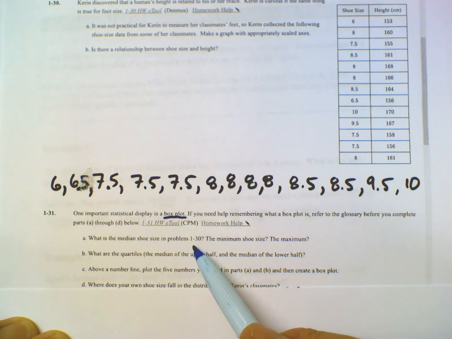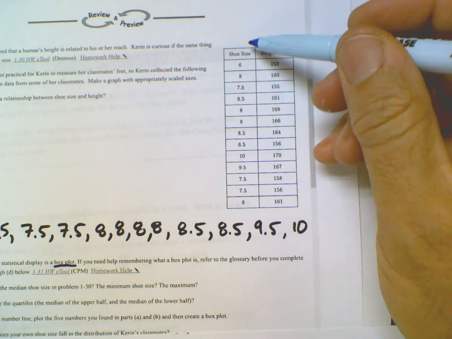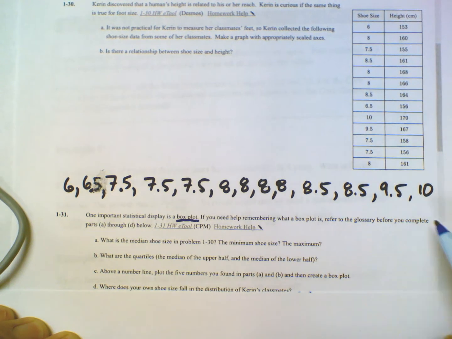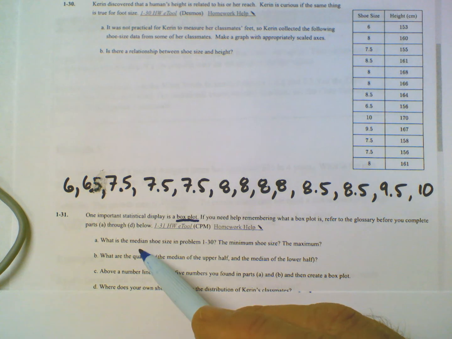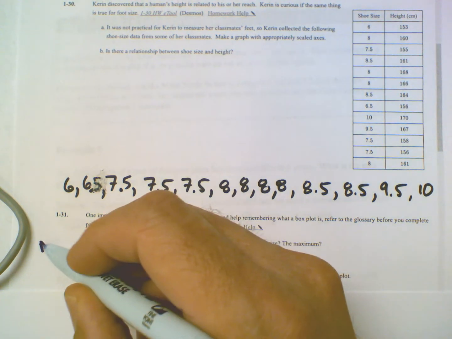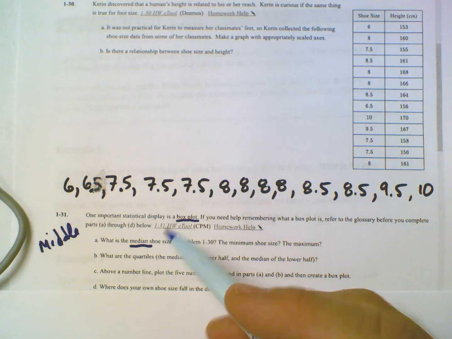So part A says, what is the median shoe size in problem 1-30? So 1-30 is here, right? And it's all of this table right here, our shoe size compared to height. So I already took the shoe size data and I ordered it from smallest to greatest. You've got to do that if you're going to do a box plot. If you're going to actually find the median, you have to put it in order. Because the median, remember, if you forgot, that word median means middle. So median is middle.